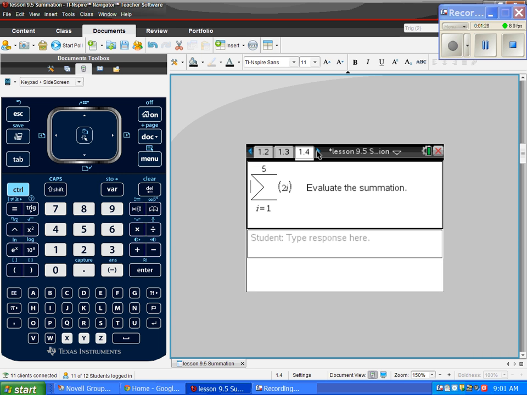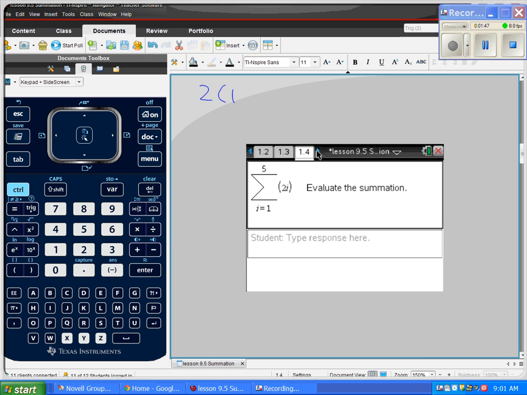So let's give it a shot. i equals 1 to 5 of 2i. What am I going to plug in? Sandra, what's the first term? 1. So when I plug it in, what's the term? I'm going to have 2 times 1. All right, go around the horn on this table. What do we got?